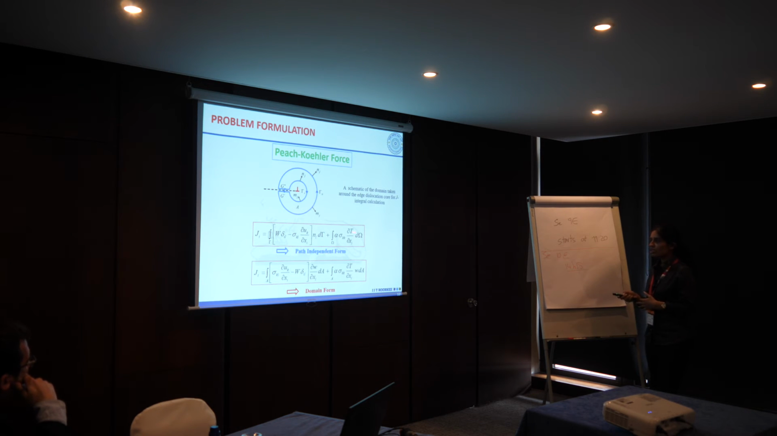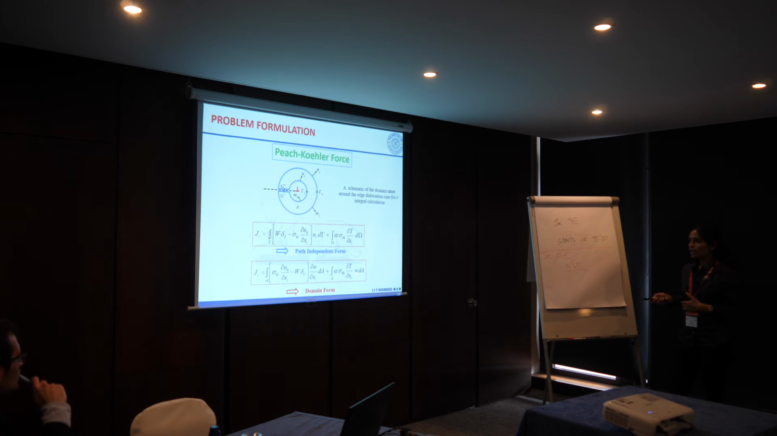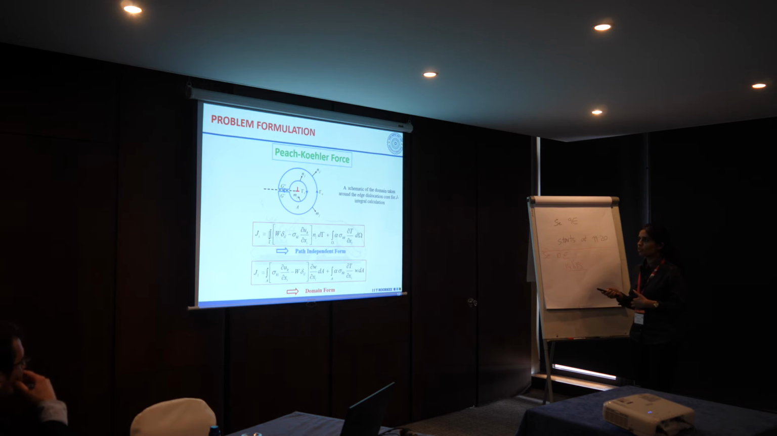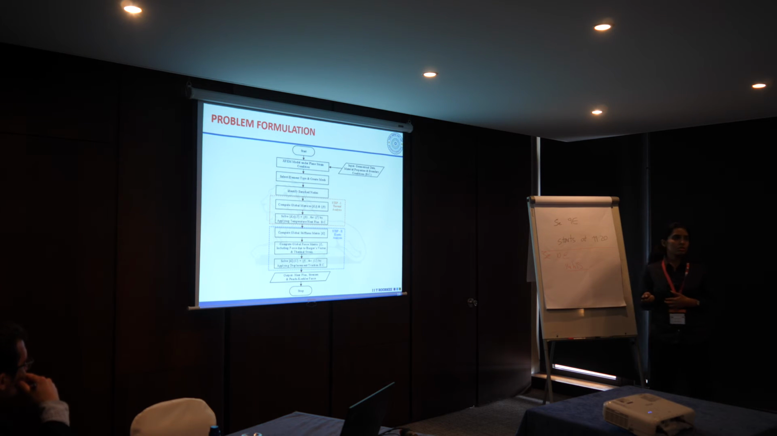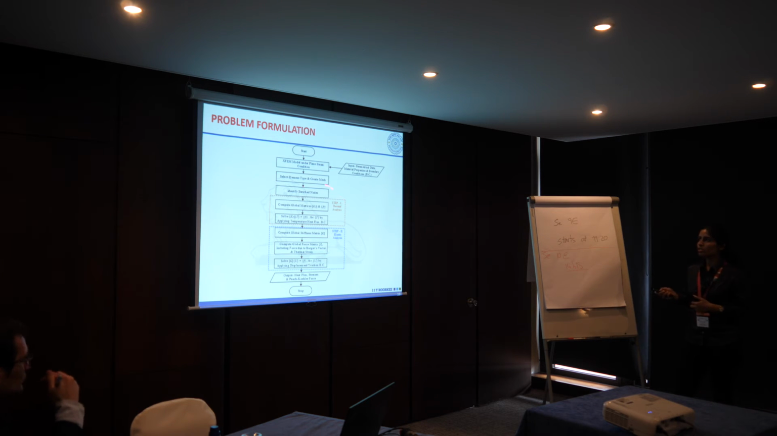So this will be the J integral equation in the path independent form, but as we are considering elements here, the domain form, the area form, will be better to use with the FEM. So it has been converted to the area form, and here a function W is used, which will be 1 over the internal surface and 0 over the outer surface to calculate the Peach-Koehler force. Now this shows the overall procedure to solve this problem.